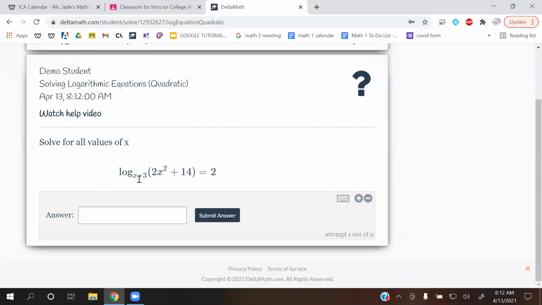So we have log base x plus 3 of 2x squared plus 14 equals 2. So let's rewrite this in exponential form. I have the base over here, it's x plus 3, and then it's raised to the power of 2, so x plus 3 squared equals this value, so 2x squared plus 14. Okay, so here we have x plus 3 squared equals 2x squared plus 14. All we did was rewrite the logarithm in the exponential form.